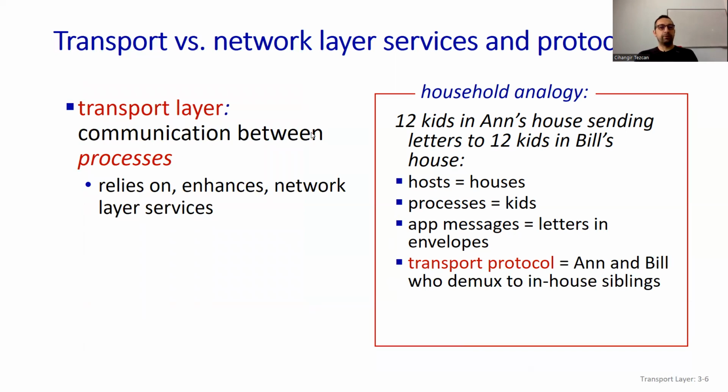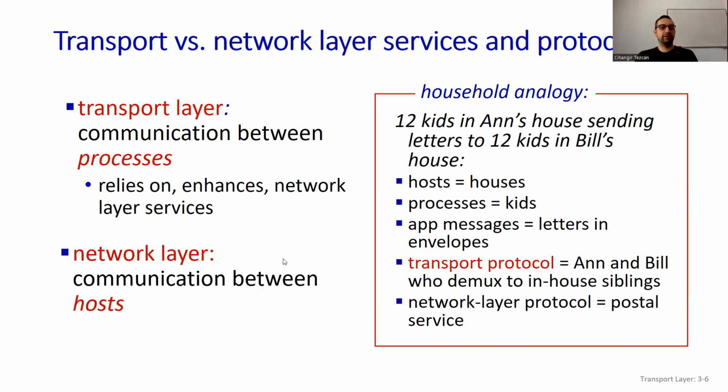Transport layer: communication between processes. It relies on and enhances network layer services. Network layer: communication between hosts. We haven't talked about the network layer, but all you need to know is that this is done by IPs. Every host has an IP, so the IPs communicate. And an important thing is that it is still not a reliable protocol.